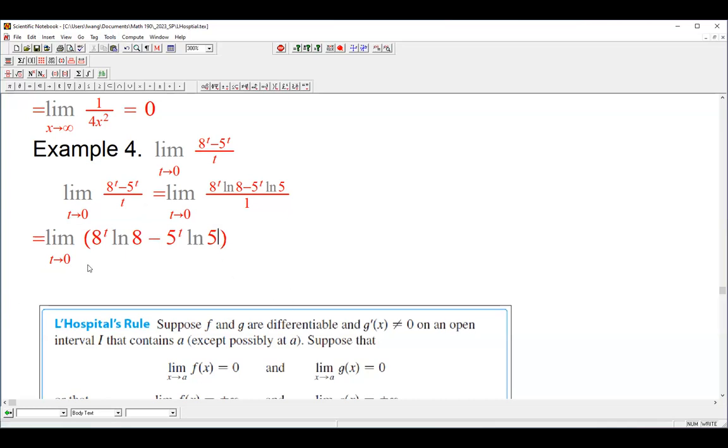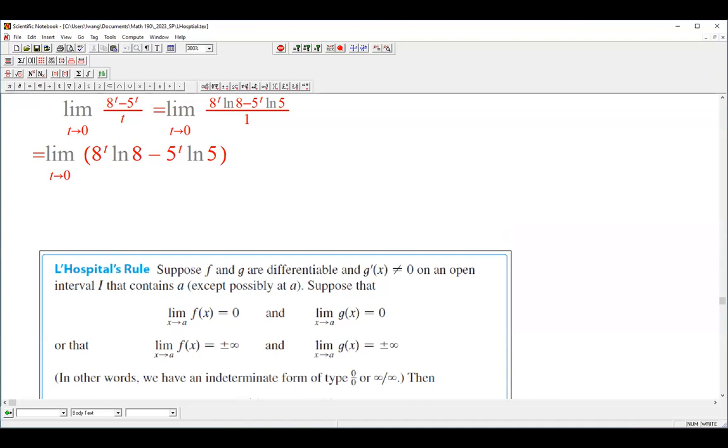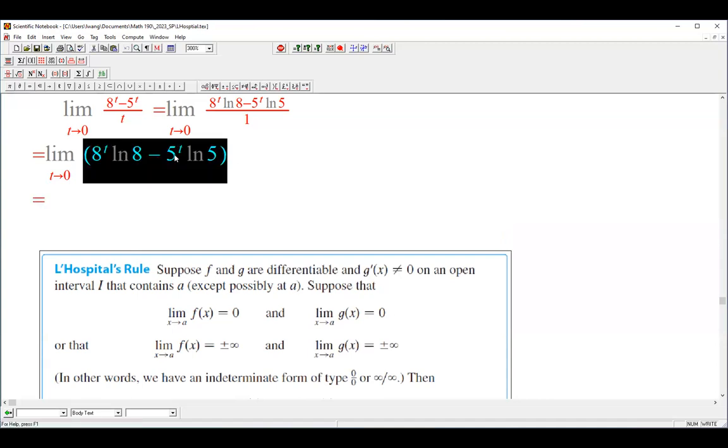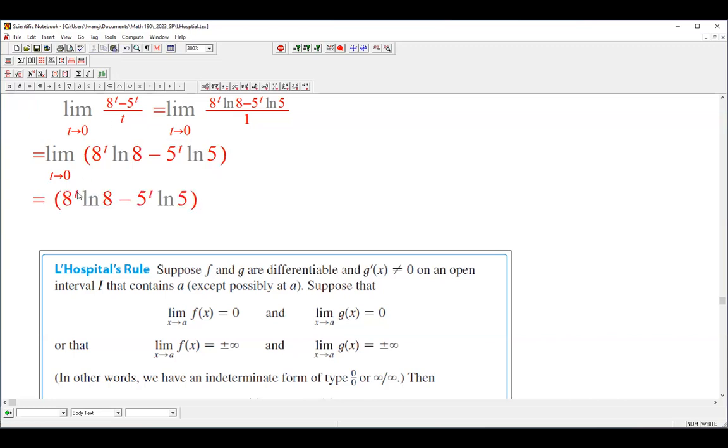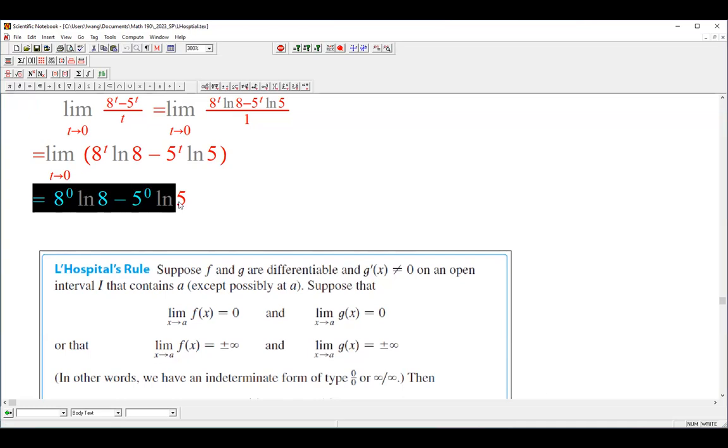Now, when t is approaching 0, we don't have a denominator, so L'Hopital's rule certainly doesn't apply. But if you look at these functions, these are continuous functions, so it's a direct substitution. We simply substitute t by 0, because the limit of a continuous function is simply direct substitution. And 8 to the power 0 equals 1, 5 to the power 0 equals 1. So at the end, we have ln 8 minus ln 5. That's it.